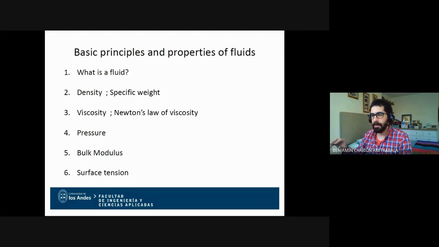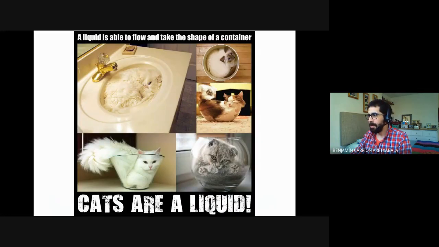Some of these are really simple concepts, or should be relatively simple, but there are a couple of concepts that are really key to fluid mechanics. So it's important that we cover them in a bit more detail. So, what is a fluid?